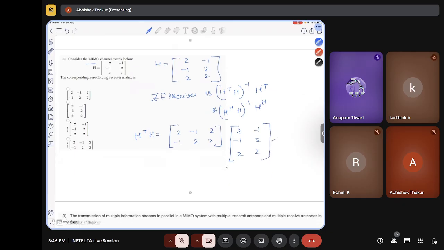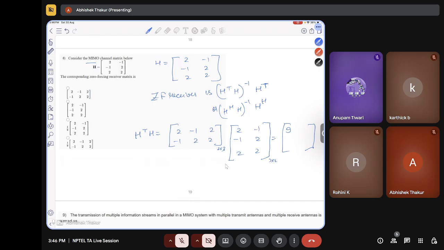So this is our 2 cross 3, and this is 3 cross 2. So the final matrix will be 2 cross 2. So when you multiply, 4 plus 1 plus 4 is 9, minus 2 minus 2 minus 4 plus 0. This will become 0, minus 2 minus 2 minus 4 plus 4, 0, and this will become 1 plus 4 plus 4.